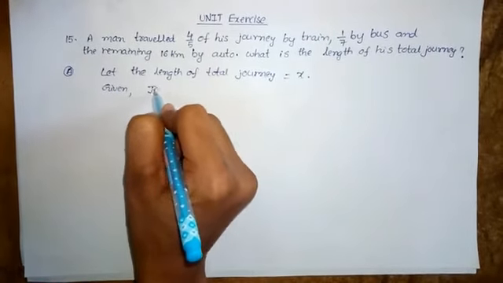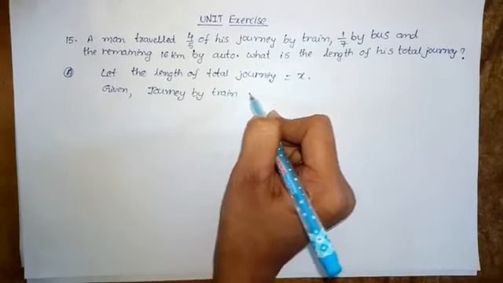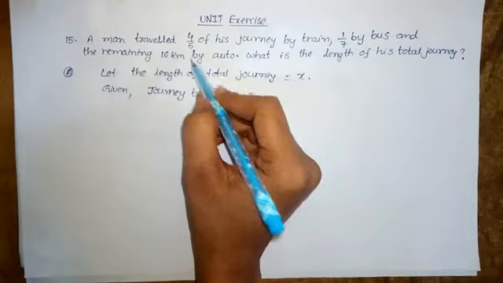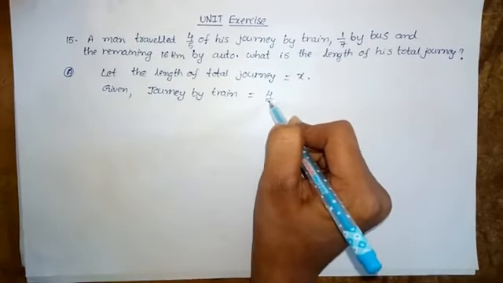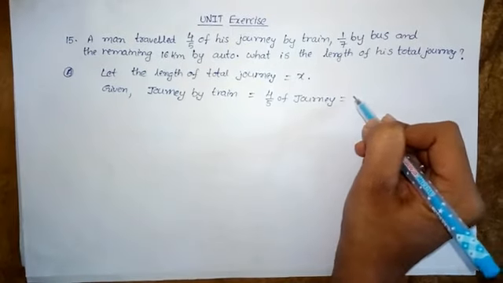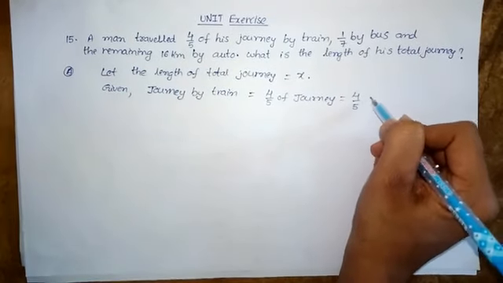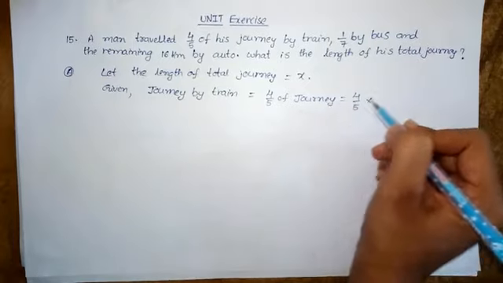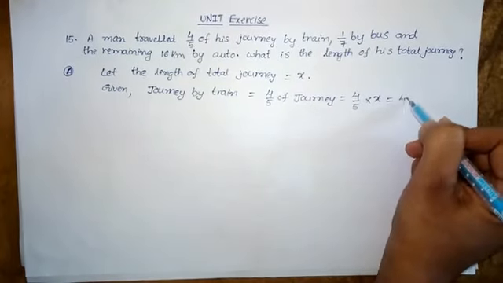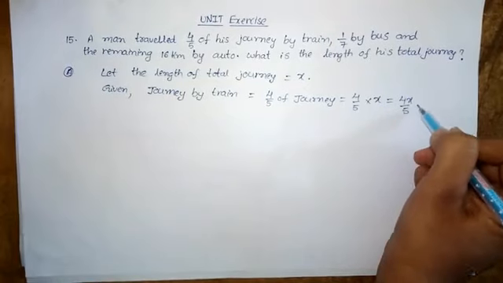So given, the journey by train is 4 by 5 of his journey. So that is equal to 4 by 5 into, the total journey being x. So 4 by 5 into x is equal to 4 into x, which is 4x by 5.